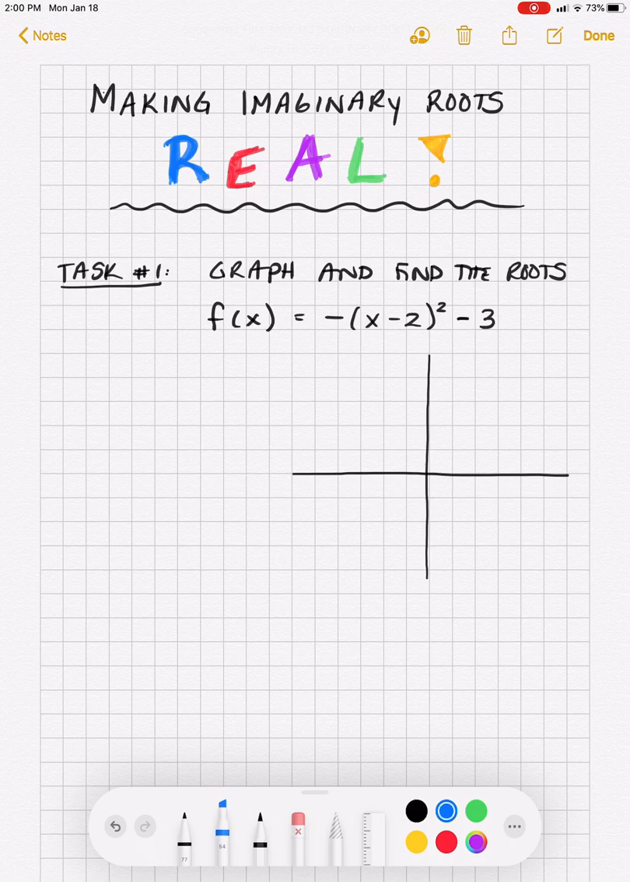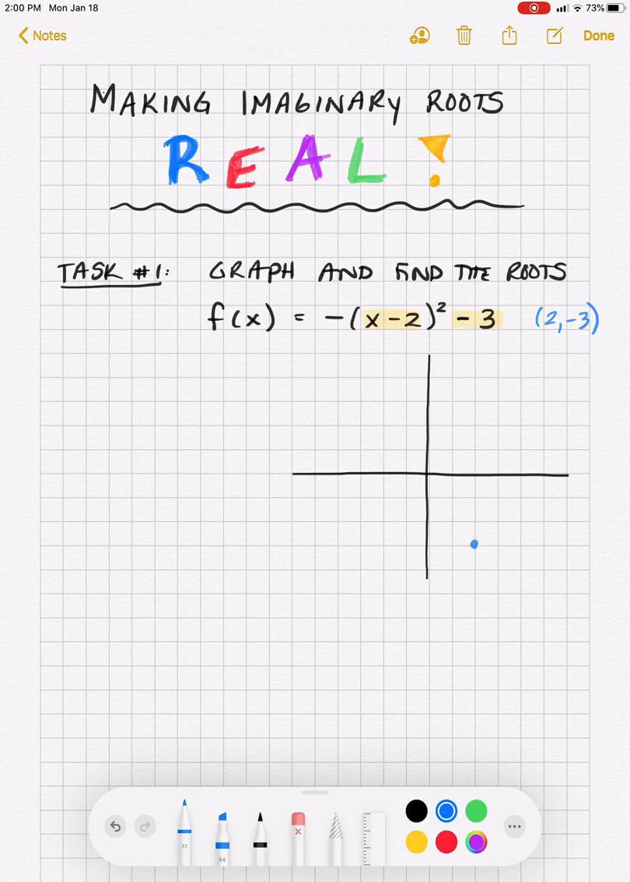So I recognize that this is in vertex form, okay, and this is going to mean that the parabola is shifted right 2 units and shifted down 3 units. And so the vertex, okay, is going to be a positive 2, negative 3, okay? So positive 2, negative 3.